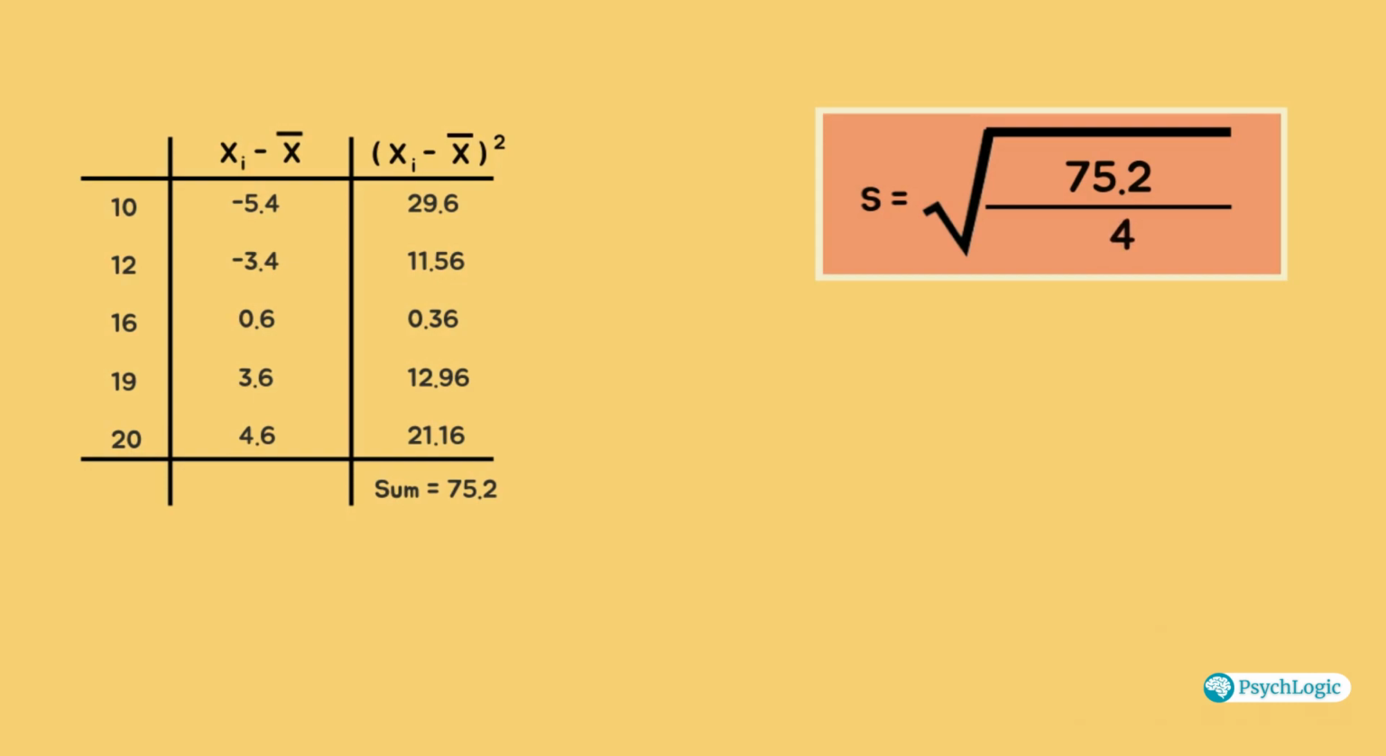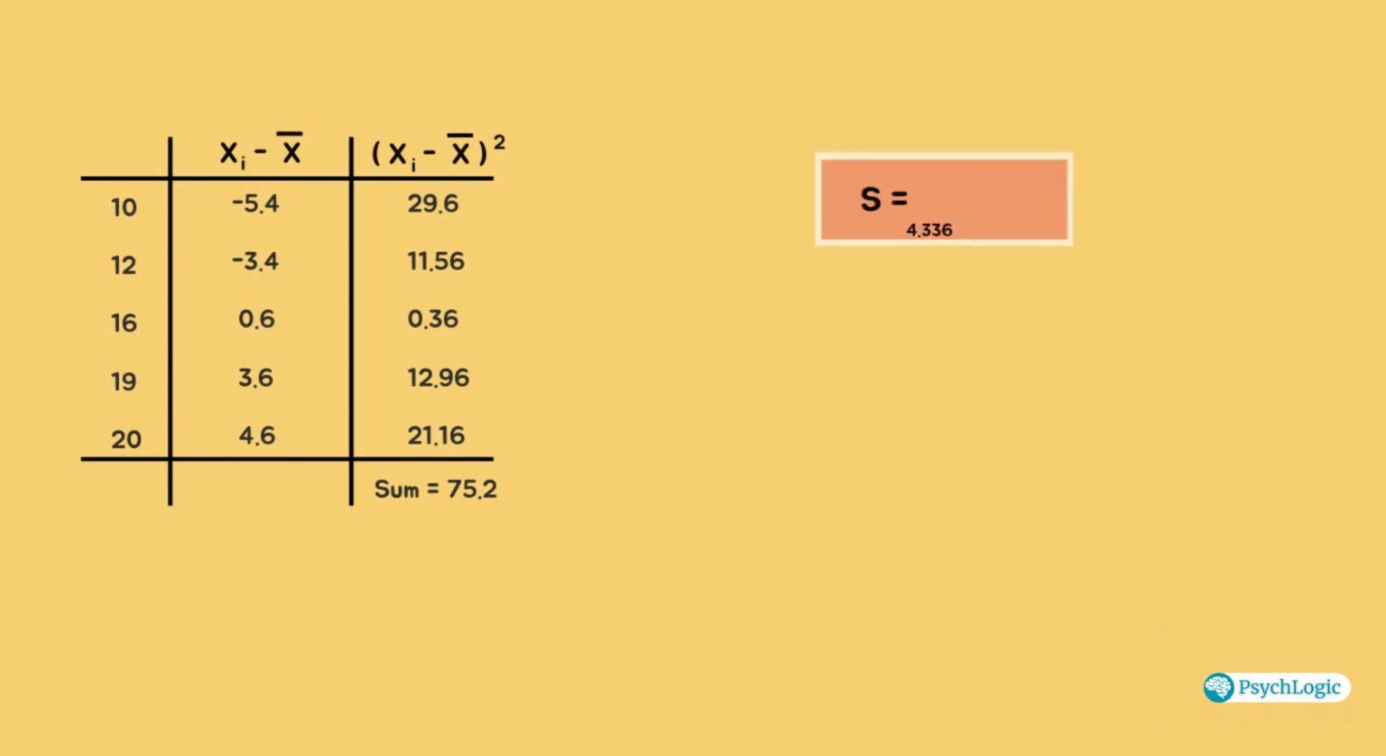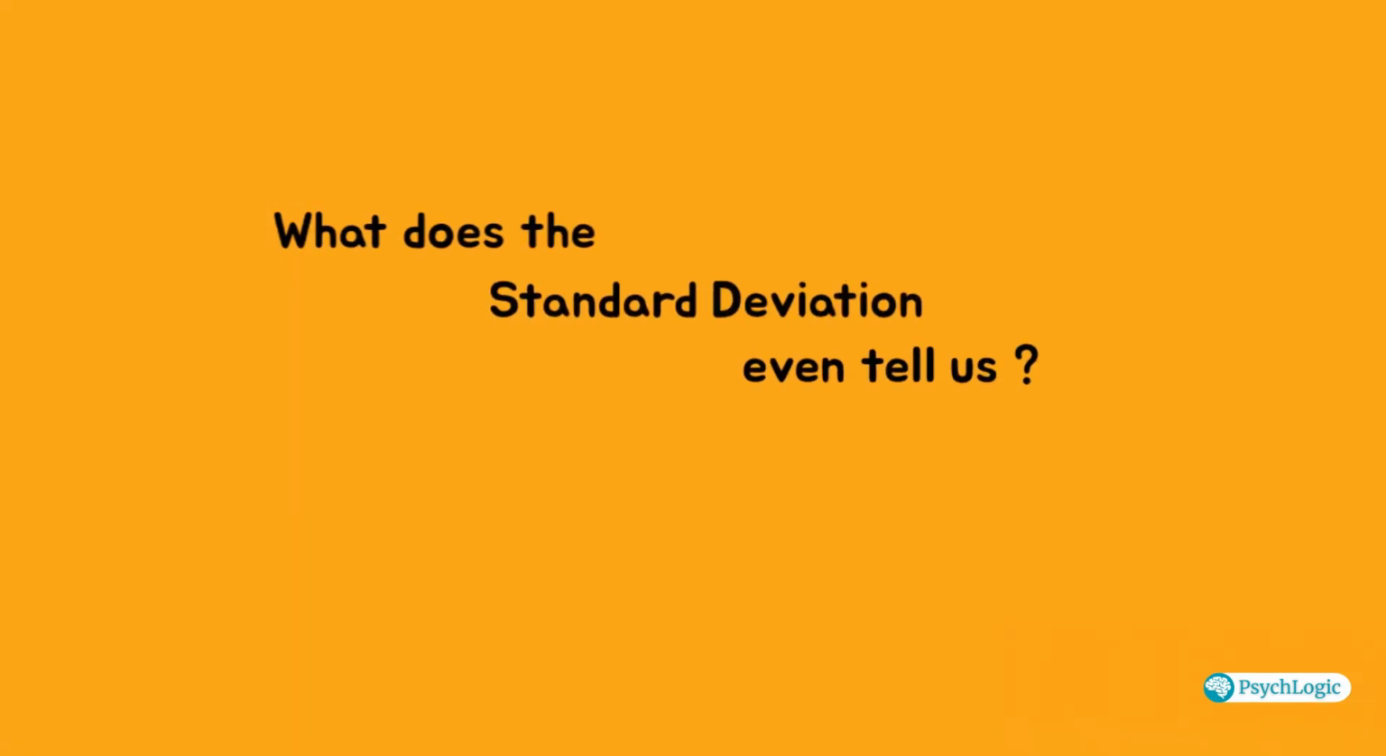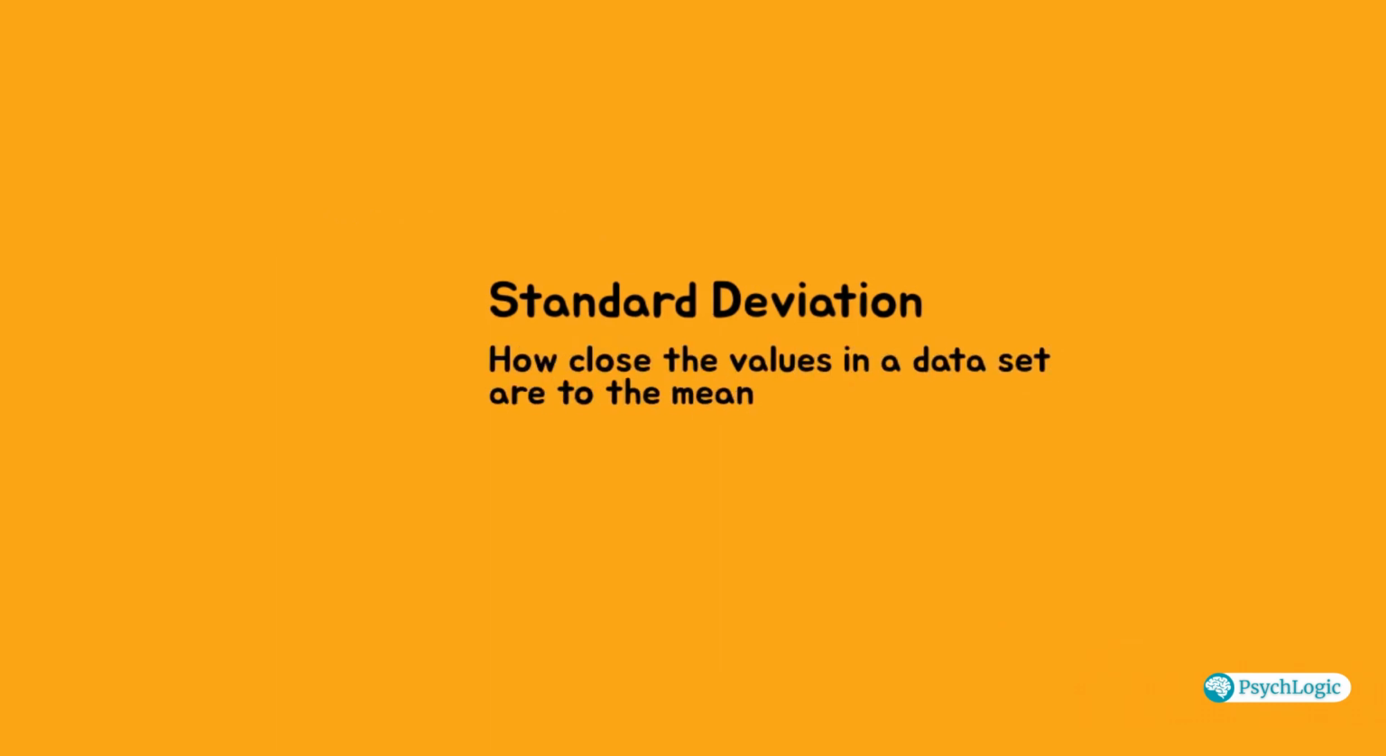After we find out the square root, we can simplify this and we end up with a standard deviation that is equal to 4.36. Now simple question again, what does the standard deviation even tell us? हम पढ़ क्यों रहे हैं इसे? The standard deviation tells us how close the values in a data set are to the mean. हमारे एक data set का जो भी mean है, उस mean के nearby कितने सारे data values lie करते हैं. Standard deviation basically tells us कि जो values हैं वो mean से कितने deviate हो रहे हैं.